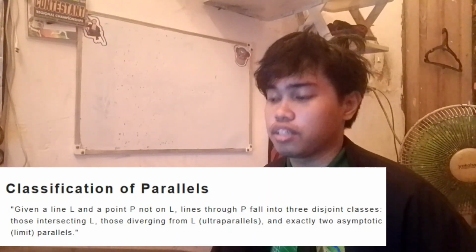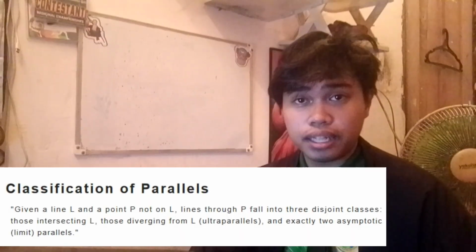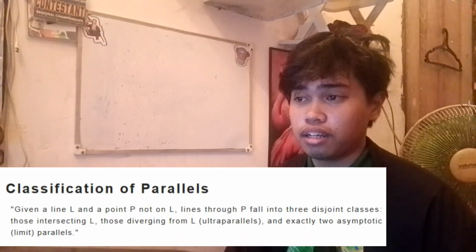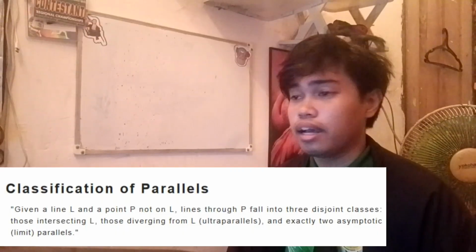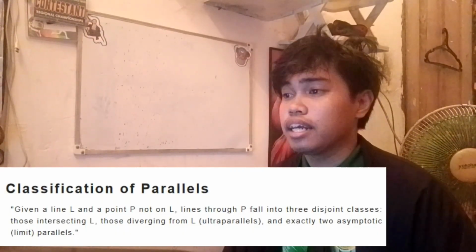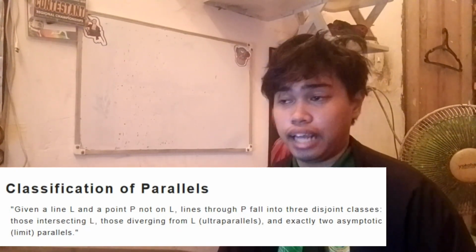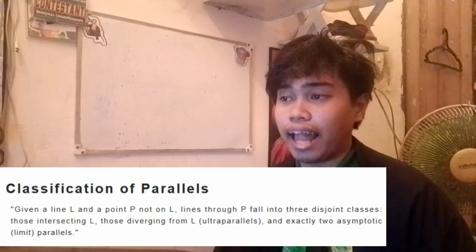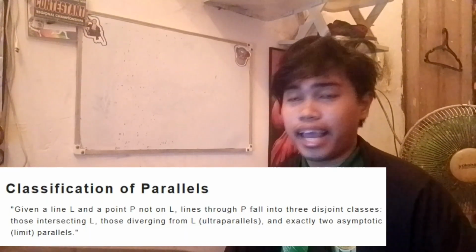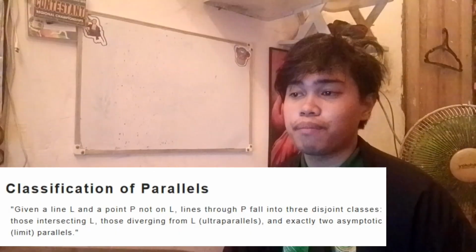Because I can simply put the laptop here, I might edit this and just put the PPT here. So now let's first discuss the classification of parallels. In their reference, they state that given a line L and a point P not on L, lines through P fall into three disjoint classes: those intersecting L, those diverging from L, or what we call ultra parallels, and exactly two asymptotic limit parallels.